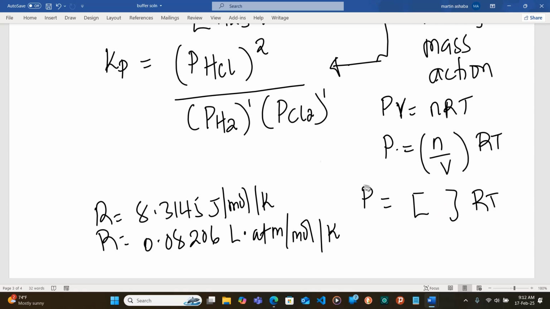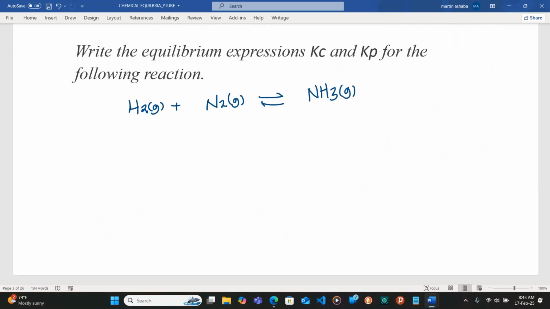You have the concentration, and then you'll be able to determine the partial pressure. Then you go ahead and get Kp. That is very important. Now, in this question, we are being asked to write the expressions for Kc and Kp for the following reaction. Now, we said that when they ask you to write the equilibrium constant Kc, they are trying to refer you to using concentrations. And when you meet Kp, they are referring to the equilibrium constant in terms of partial pressures of the gases.